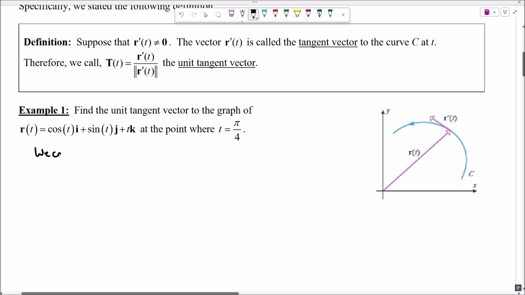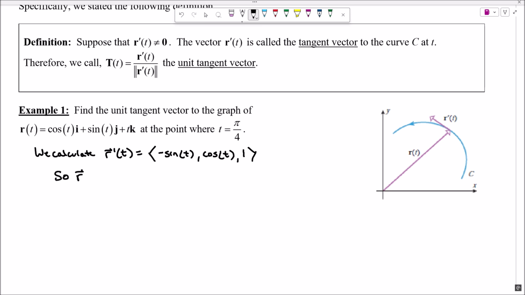So we calculate r prime of t, and this should be pretty easy to calculate. I've got some simple functions here. The derivative of the cosine is the negative sine. The derivative of the sine function is the cosine. And the derivative of t should be equal to 1. Already I can see what I have here.